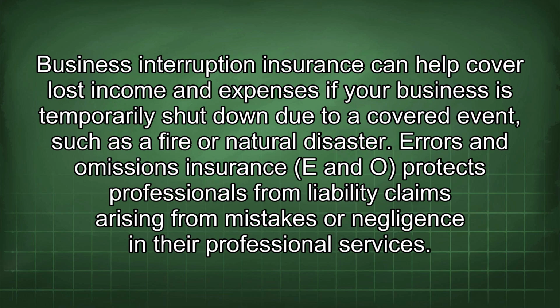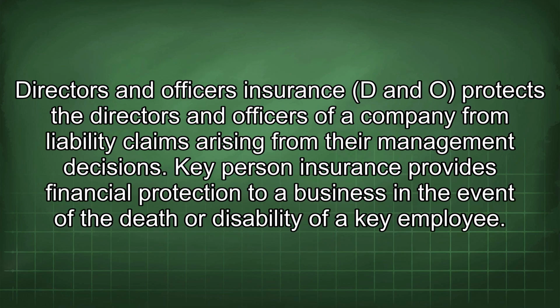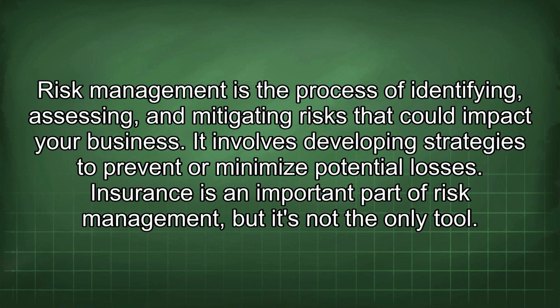Errors and omissions insurance (E&O) protects professionals from liability claims arising from mistakes or negligence in their professional services. Directors and officers insurance (D&O) protects the directors and officers of a company from liability claims arising from their management decisions. Key person insurance provides financial protection to a business in the event of the death or disability of a key employee.